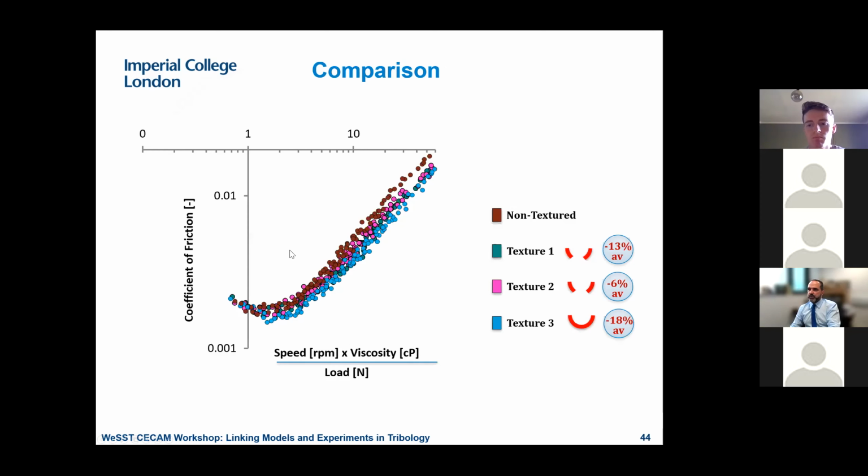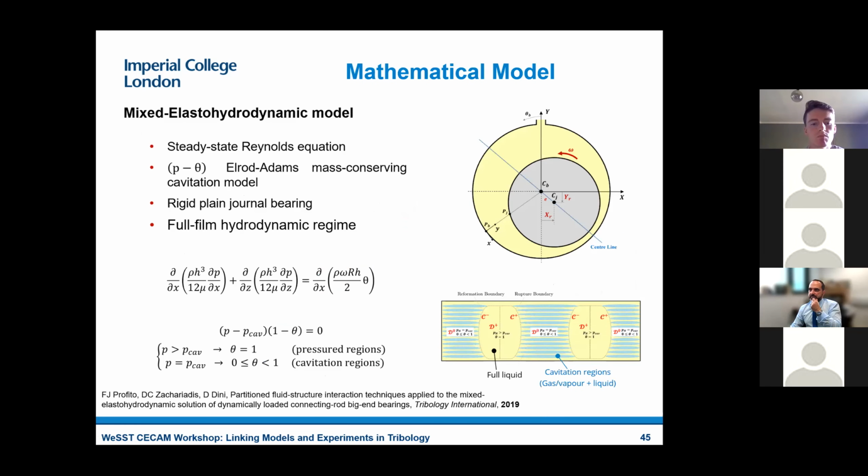And if you look at this system, if you have a comparison between non-textured and textured surfaces, one of the things that appeared clear is that with some texture profiles, you get up to 18% reduction in friction. If this is a typical Stribeck curve, if you look at the mixed into hydrodynamic regime, you see a reduction. And with the models we try to set up here, we're trying to understand why this reduction is there.